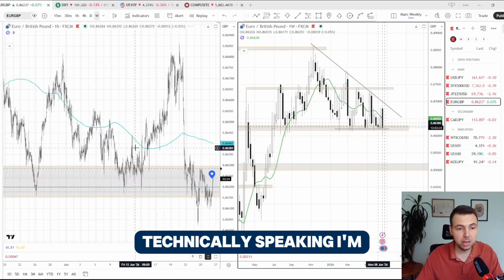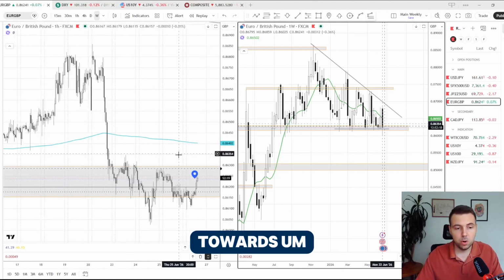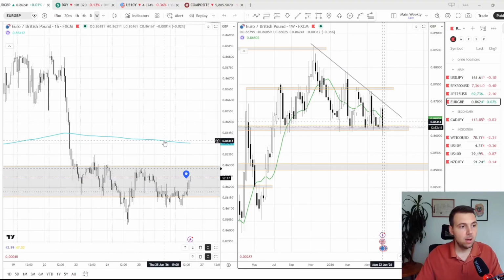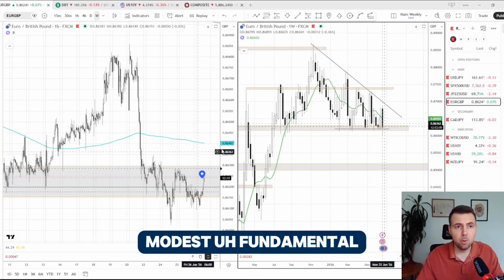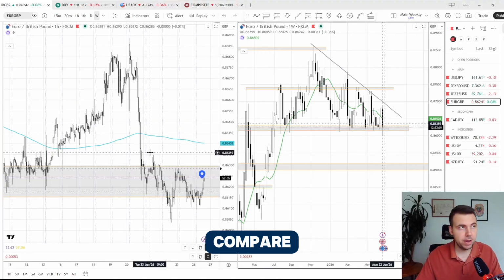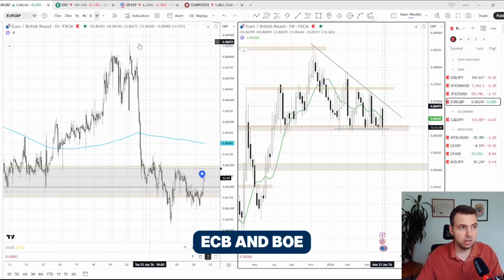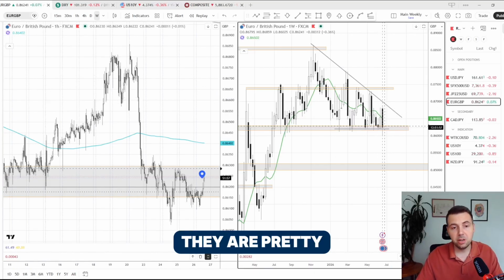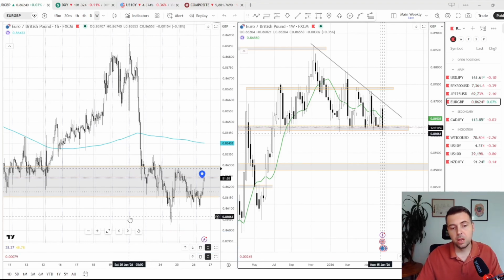So technically speaking, I'm looking now towards going higher, and there are also some modest fundamental reasons for that. If you compare forward guidance and behavior of the ECB and BOE, they are pretty similar. Both expect weak growth, both struggle with inflation.